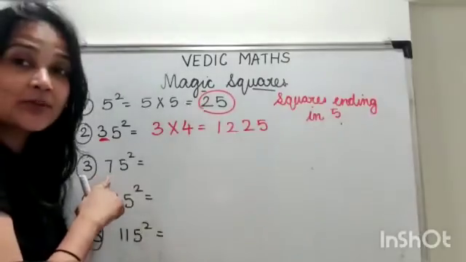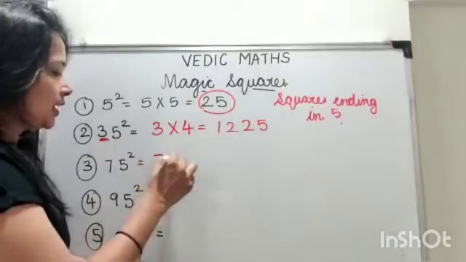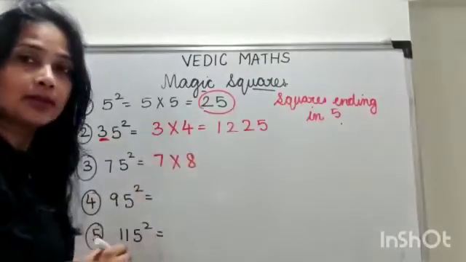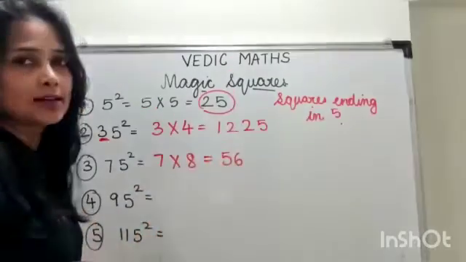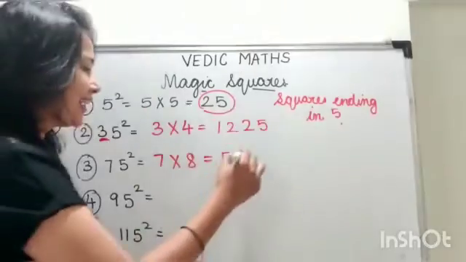Let's find out for 75 square. 7 into the next number, that is 8. 7 8s are 56. Simply add 25.